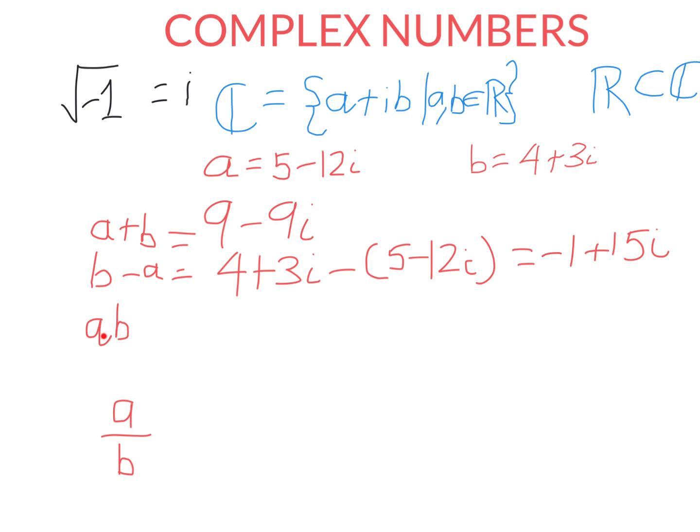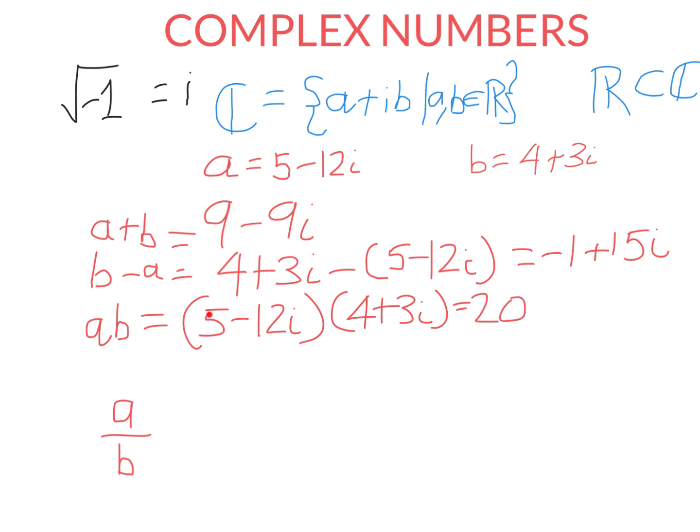So ab, which means a times b, we're going to multiply these two complex numbers using what we know about expanding brackets. So 5 times 4 is 20. 5 times 3i gives 15i. Now we take our second thing in the first bracket, negative 12i. Negative 12i times 4 is negative 48i. Now negative 12i times 3i. Well, negative 12 times 3 is negative 36, but i times i is negative 1. So this last term actually becomes positive 36.